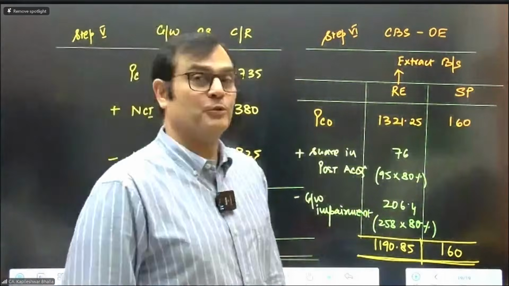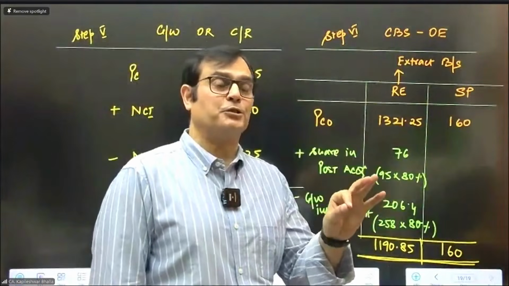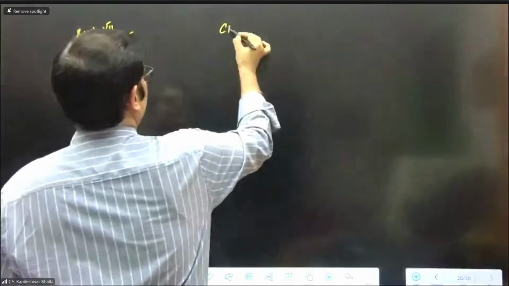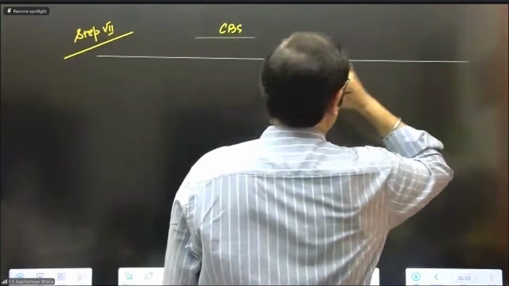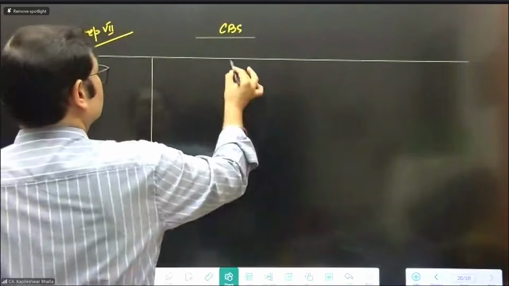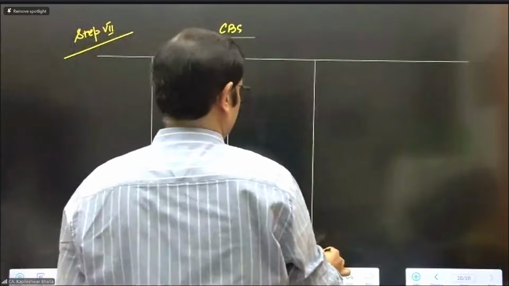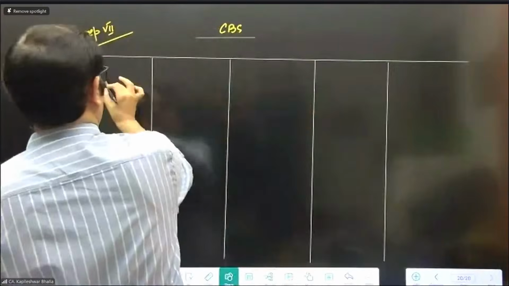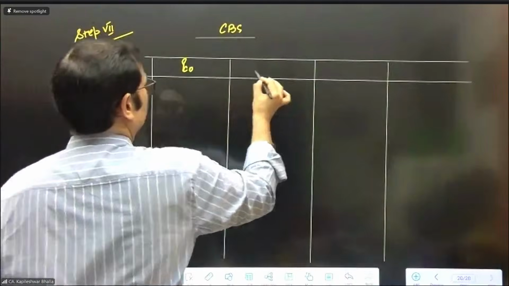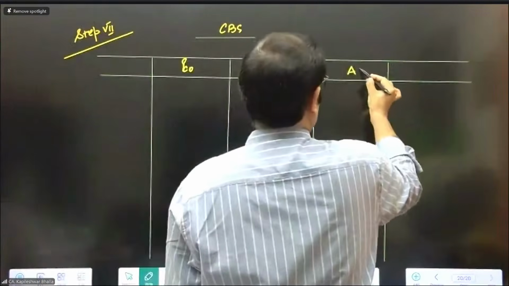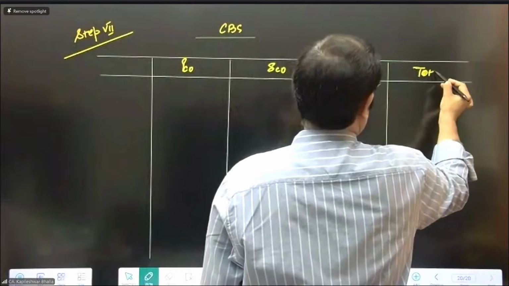Now we are finally ready to go to step number 7, making the consolidated balance sheet. So let's make the consolidated balance sheet. Step number 7, that is consolidated balance sheet. The technique remains the same. So we take a column for the parent, a column for the subsidiary, a column for the adjustments, and a column for the total. So this is parent company, subsidiary company, adjustments, as well as the total.